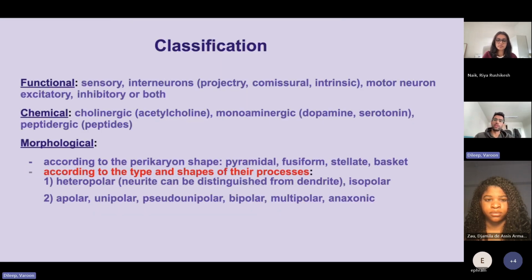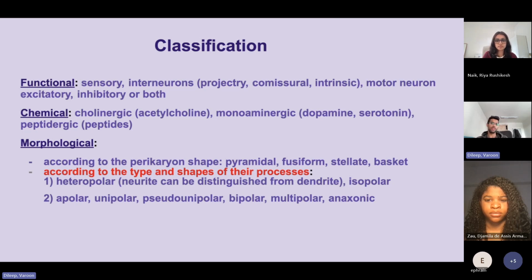All right, and then when we talk about the classification of the nerve fibers, we have functional classification, chemical classification, and morphological classification. So when we talk about the functional one, we have the sensory, which detect things like touch, temperature, and pain from outside or inside the body, and they send signals to the brain. And then we have the interneurons. These are the ones which basically connect two neurons together. So we have different types of interneurons. We have the projectory, commissural, and intrinsic.